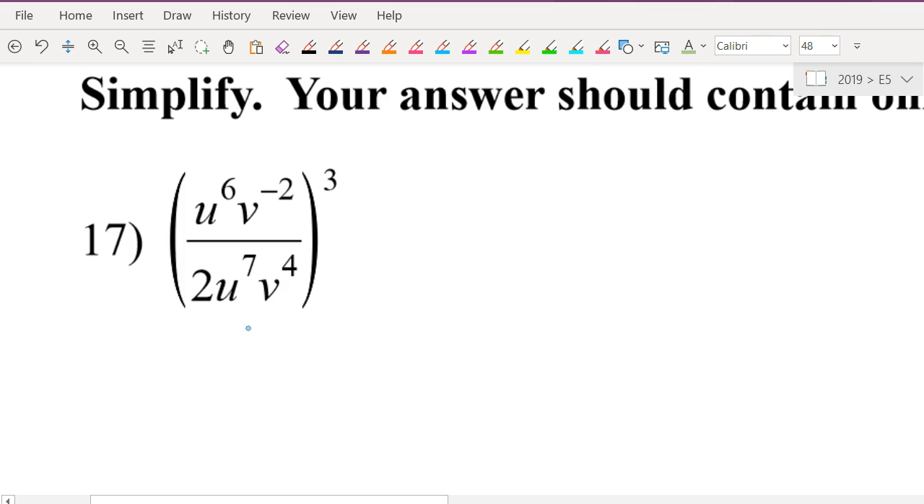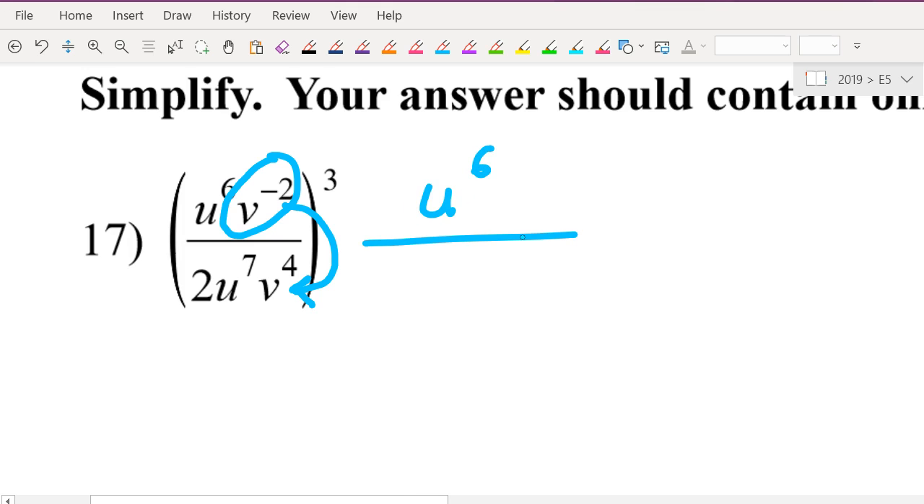Number 17, first you bring the v down to the denominator. Right, so we're going to take this and go to the denominator. Okay, u to the 6th. Now what do we write? And then u to the 6th and u to the 7th, they cross each other.